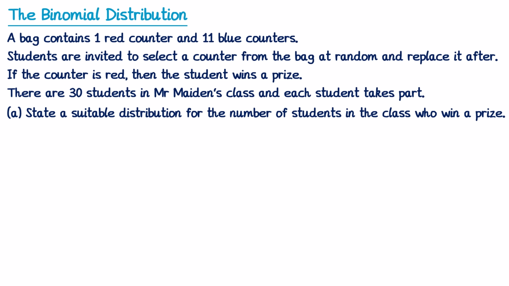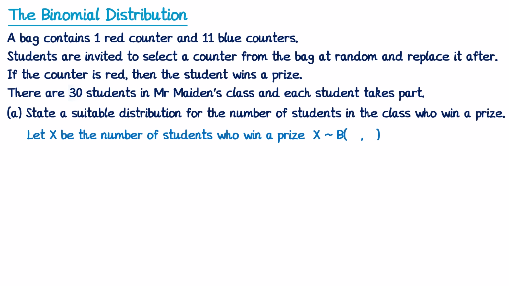So in this question, we're looking at the number of students who win a prize, so we'll let x be the number of students who win a prize. X will be distributed binomially, and since there are 30 students in Mr. Maiden's class, we're going to do this process 30 times, so n is 30. And for their probability of success, well, the bag contains 1 red counter and 11 blue counters. They need a red counter to win, so 1 out of 12 of those counters is red, so the probability of being successful is 1 over 12. Notice it's okay to write a fraction here, it doesn't always have to be a decimal.